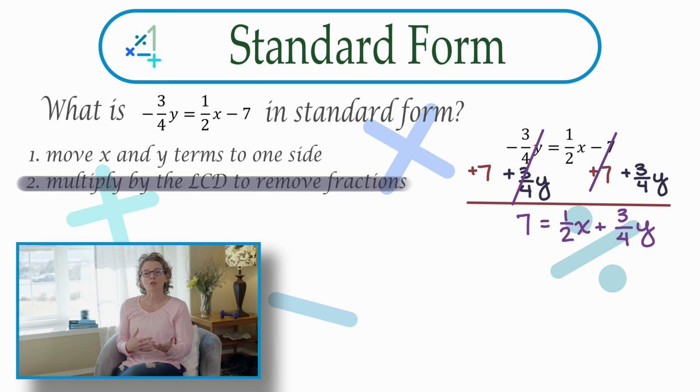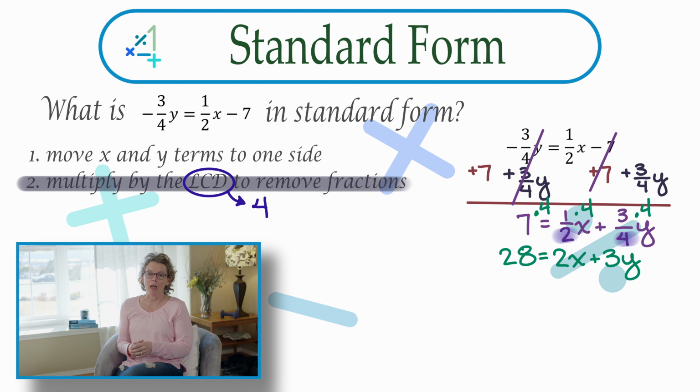So, step 2, multiply each term by the least common denominator. For us, it's 4 because the 2 and the 4 go into 4. We can show multiplying by 4 to each term. Then 7 times 4 is 28. Don't forget the other side with the fractions. 1/2 x times 4 is 2x. 3/4 y times 4 is just 3y. 28 equals 2x plus 3y.